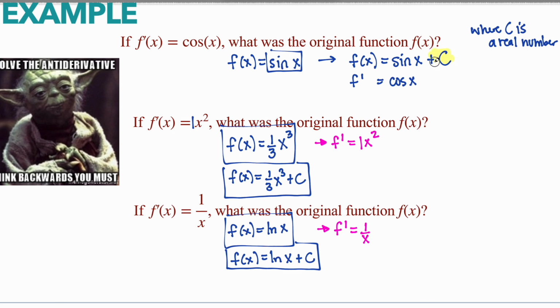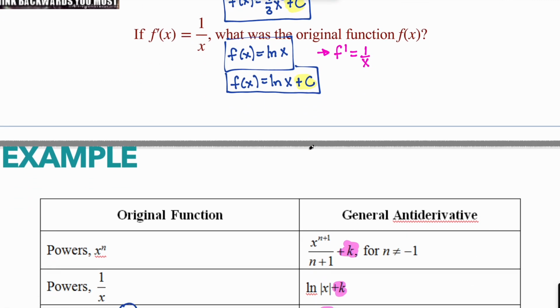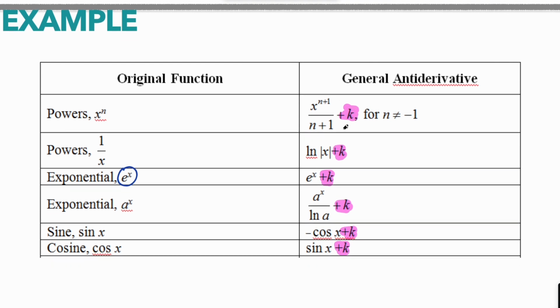So be aware that whenever you're taking the antiderivative, there technically should be a plus c, or in some instances, plus k at the end, which is why here it'd be a plus k, because if I take the derivative of natural log of x, it's 1 over x.